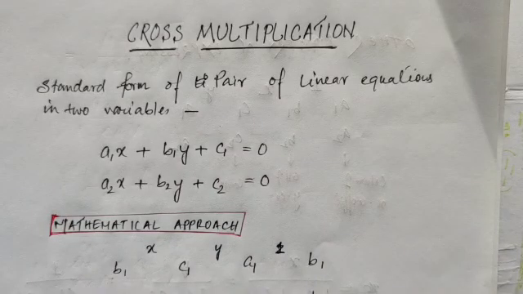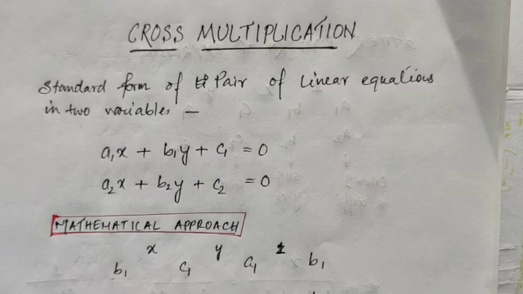Here is again one more video from chapter 3, pairs of linear equations in two variables, from our NCERT textbook class 10. Here we already have two videos on the elimination method and the substitution method. So here is a video on the cross multiplication method. How do we apply this cross multiplication method?